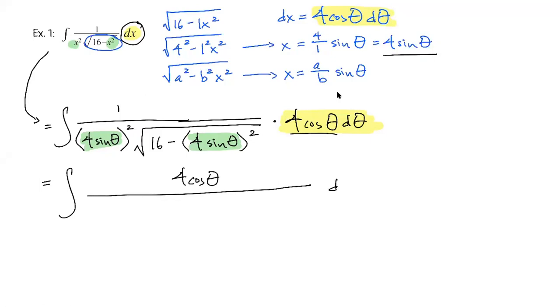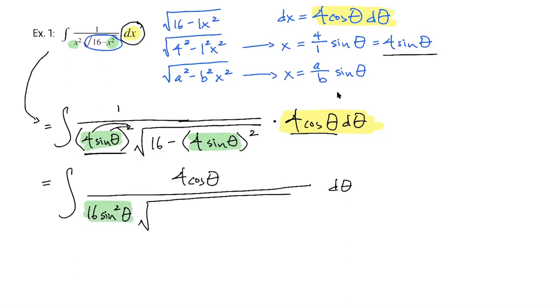And I'm going to keep the d theta at the end. Okay? Now, I know that 4 sine theta, when I square it, I have to square the 4, and I have to square the sine theta. So I get 16 sine squared theta. And again, this came from that 4 sine theta squared.